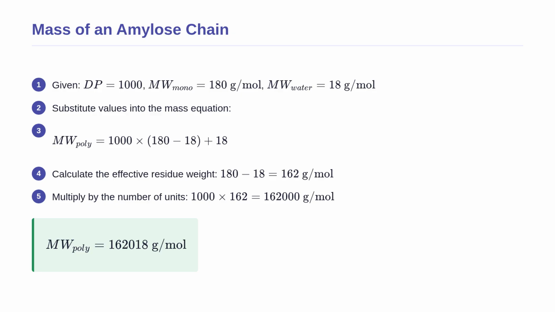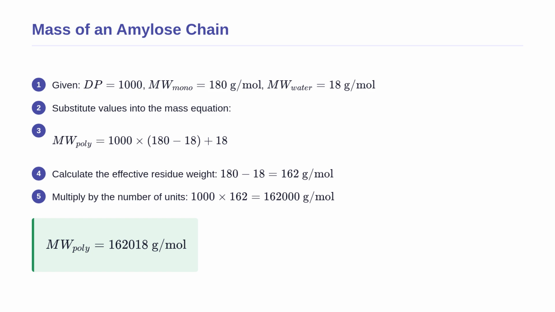Now that we have our formula, let us apply it to a real example. We want to calculate the molecular weight of an amylose chain, which is a plant starch. We are given that the chain has a degree of polymerization of 1,000. The mass of a single free glucose molecule is 180 grams per mole, and water is 18 grams per mole. First, we substitute these values into our equation. We calculate the effective residue weight by subtracting 18 from 180, giving us 162 grams per mole.